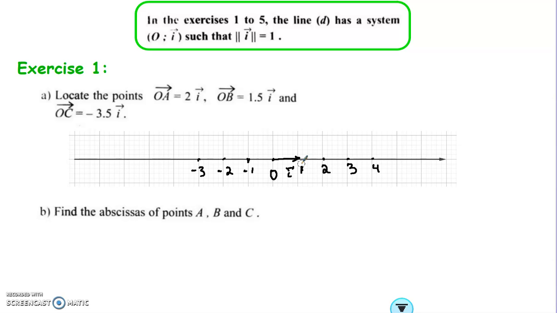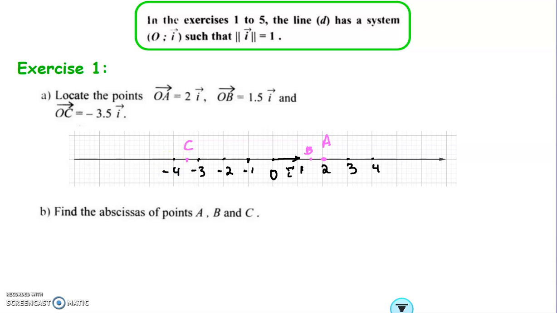Now the question is to plot point A. A is at 2. So this is A. Point B. OB is 1.5i, which means B is here in the middle at 1.5. Point C, which is minus 3.5. So this is minus 3, therefore this is C, minus 3.5. So this is an easy question.